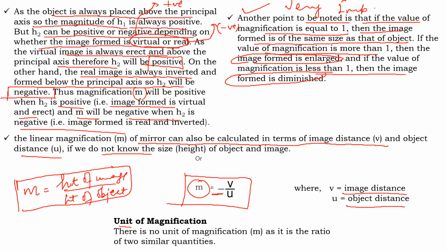This is a minus sign here, where v is the image distance and u is the object distance. What about the unit of magnification? It has no unit, because it is a ratio where both the quantities have the same unit, and thus they are cancelled. When I talk about height, it is in centimeters, so they will be cancelled, thus no unit is there. When distance is measured, it can be in whatever unit it is given.